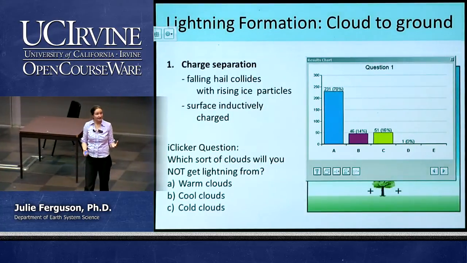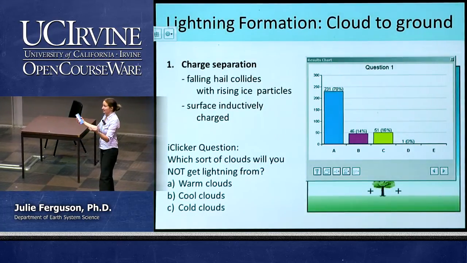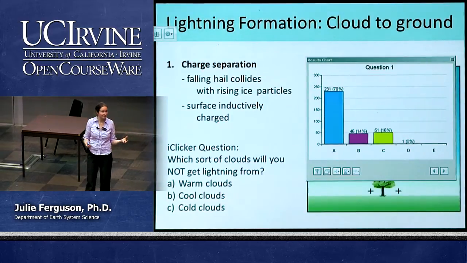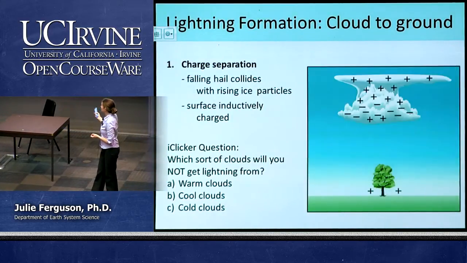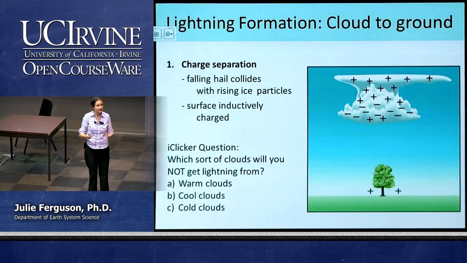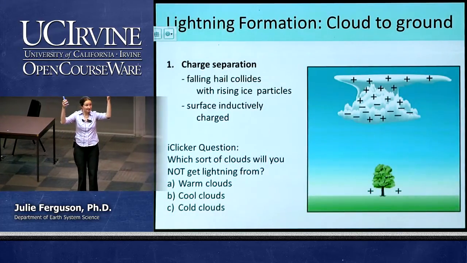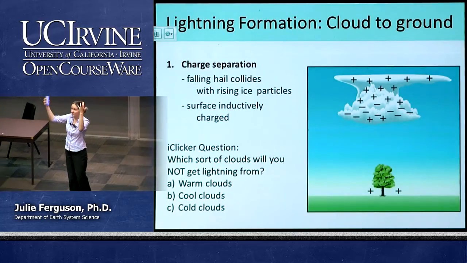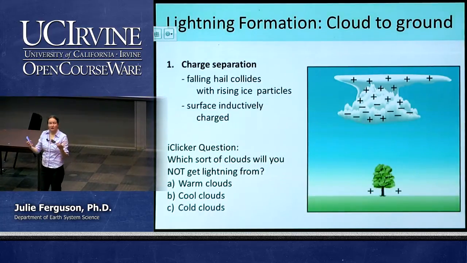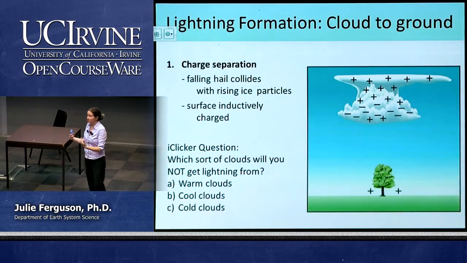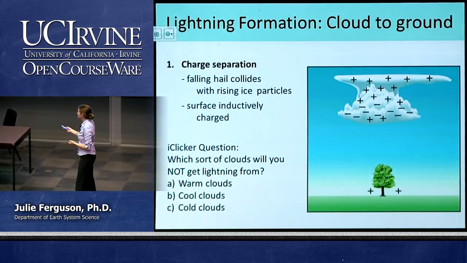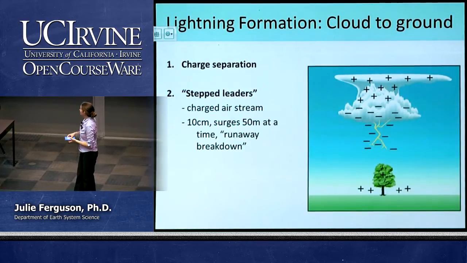So in order to get lightning, we need some part of the cloud at least to be under 0 degrees Celsius. We need there to be ice there. And so we can get lightning from cool clouds, cold clouds. If we get really vertically extensive clouds, like our big thunderstorm clouds, then at least part of those is under 0 degrees Celsius. We have ice, we can get this charge separation going. So let's look at our second step.